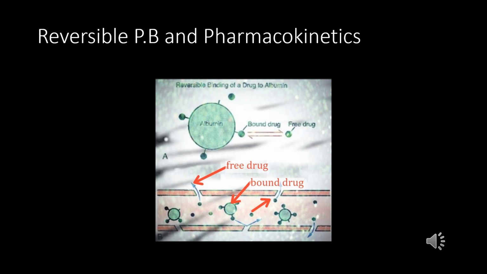Now, this free unbound fraction is what is important pharmacokinetically or as far as the pharmacodynamics is concerned, because only this portion could be distributed and can get available at the site of action. Downwards in the diagram, you can see, as shown with the pointed arrows, that the bound drug cannot leave the bloodstream as albumin is unable to cross the small capillary pores.